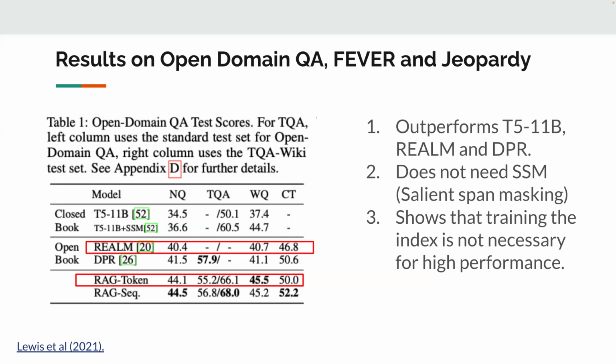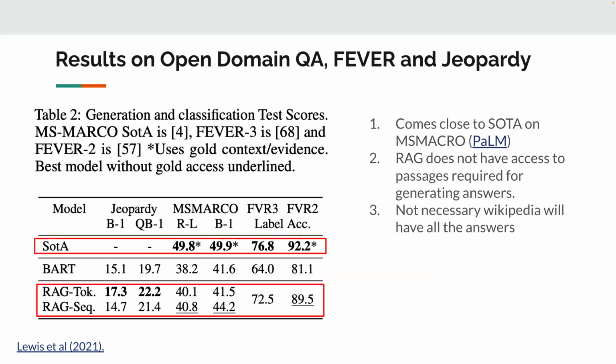Okay. One good thing that they noticed was this does not need salient span masking, which was required for REALM and even the ORQA model. And then it shows that training the index is not necessary for high performance, unlike REALM, which does train the index periodically.